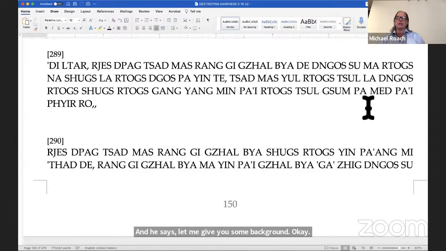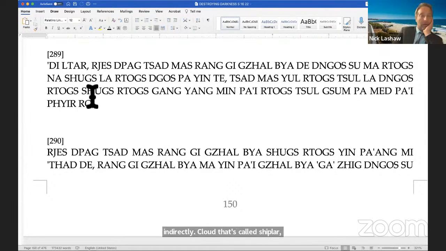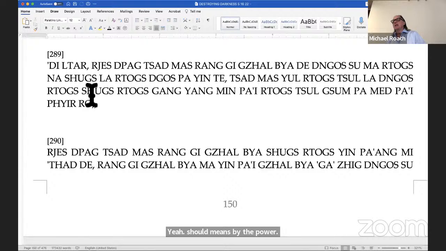Jepak sema, when you're talking about thinking things out, if the process of thinking things out cannot see something directly, then it will have to be seeing it indirectly. That's called shukla. Shuk means by the power, but in logic it means by inference. Okay.